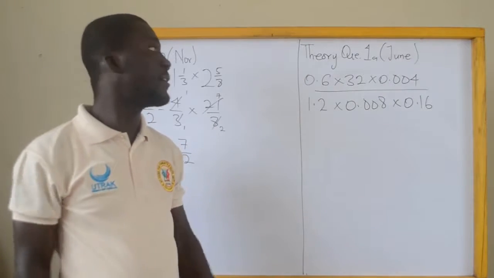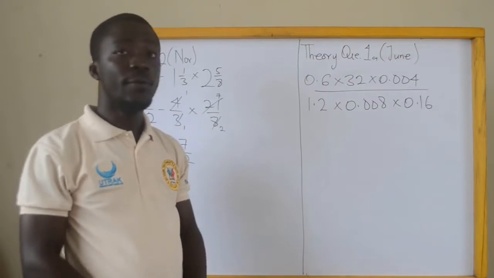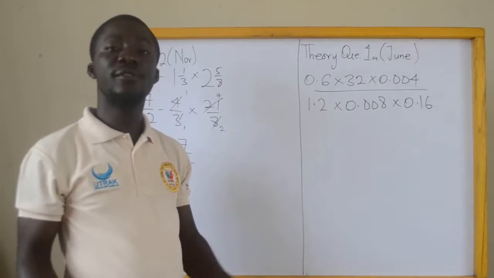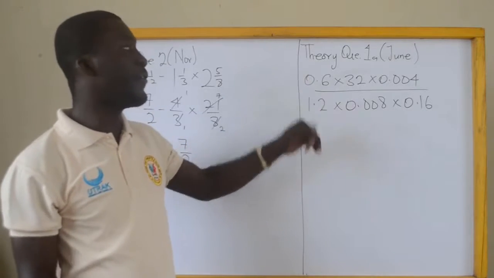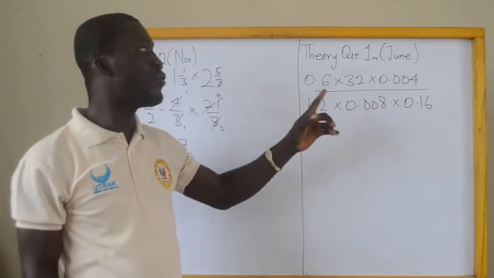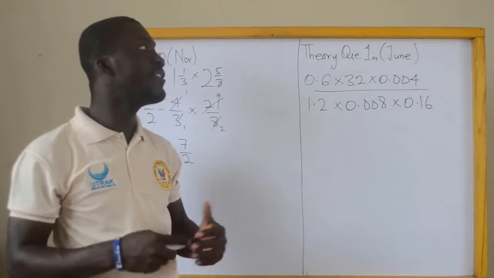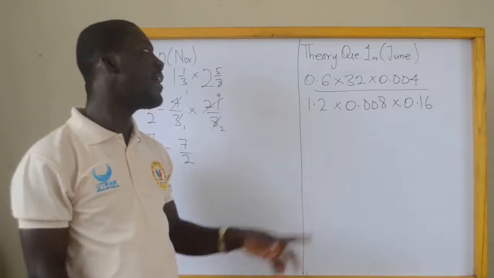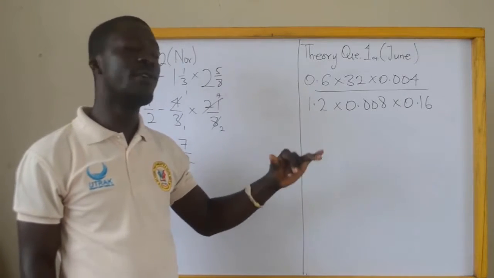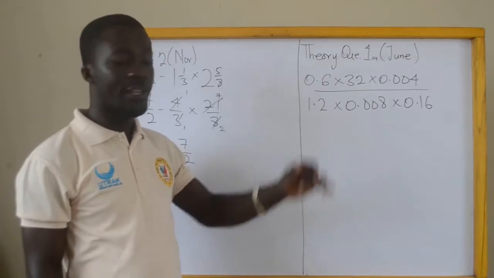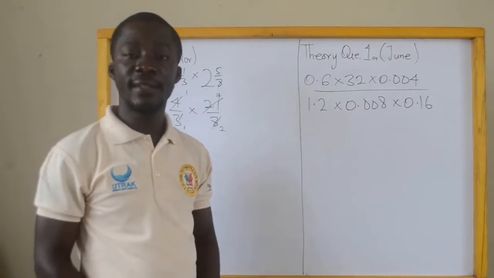Now to our theory question 1a, which is saying that without using tables or calculators, we should simplify 0.6 times 32 times 0.04 all divided by 1.2 times 0.008 times 0.16.